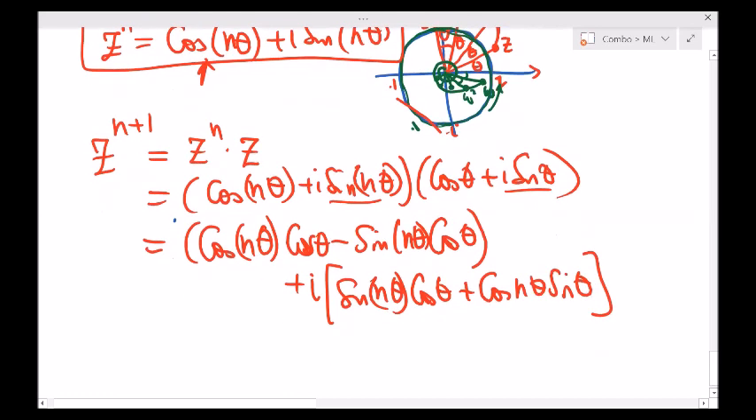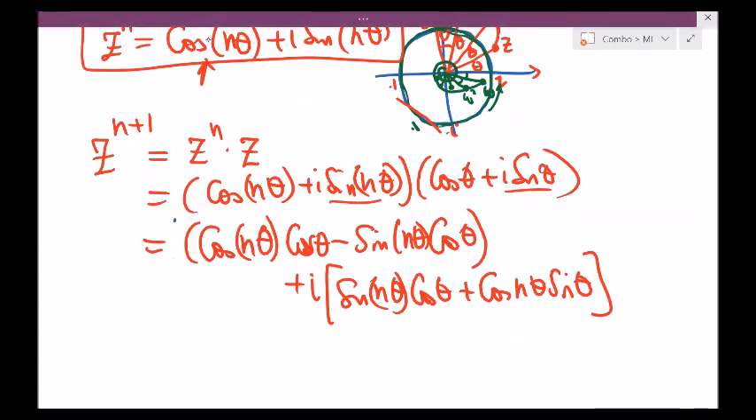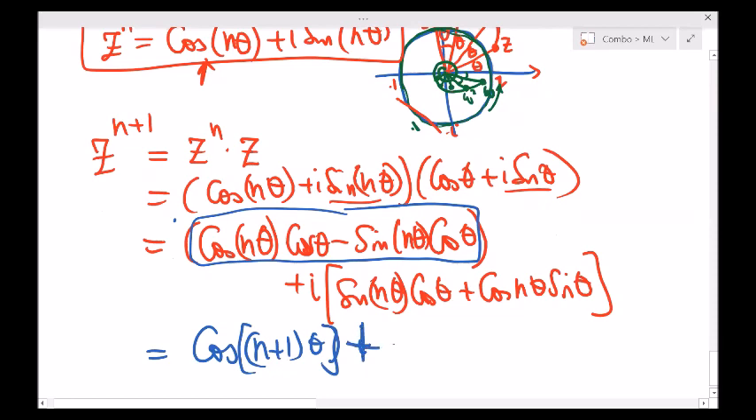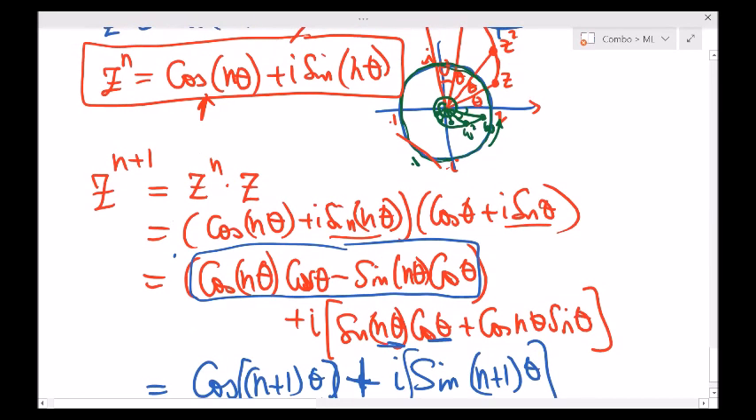But wait a second, the real part is nothing but the sum formula for the cosines. So this is cosine of n theta plus theta, which is cosine of n plus 1 theta. Plus i, and then the same thing here. This is just the addition formula for sine of n plus 1 theta. Hey, we proved it for all integers now. So for all integer powers, we did it.